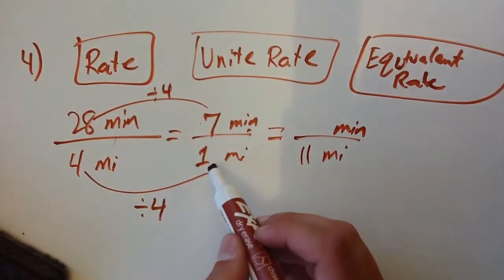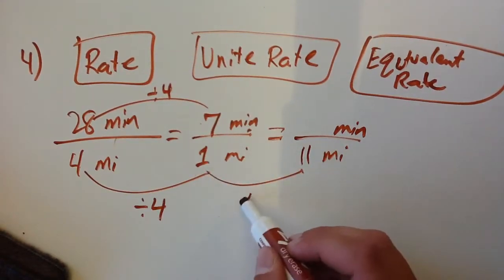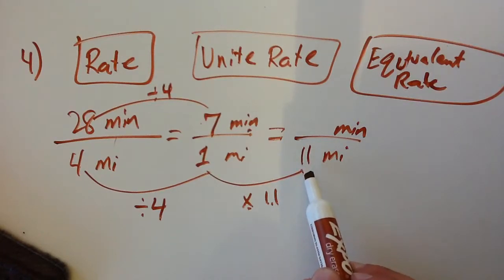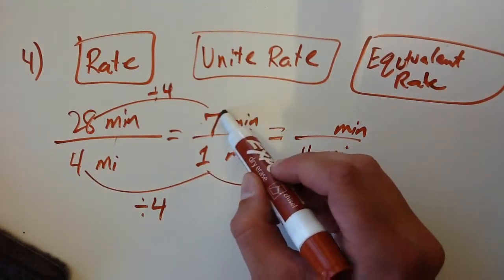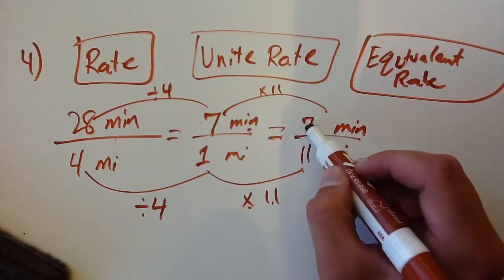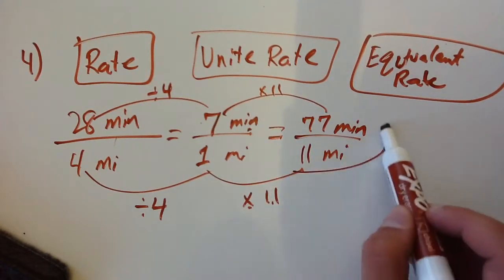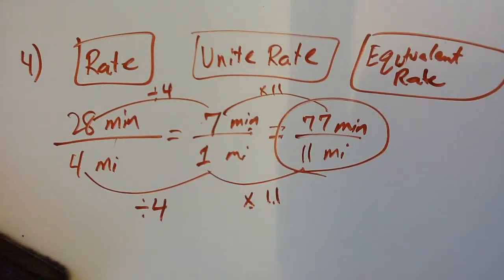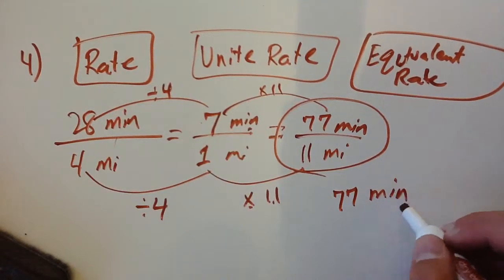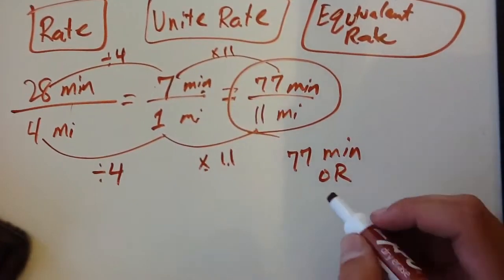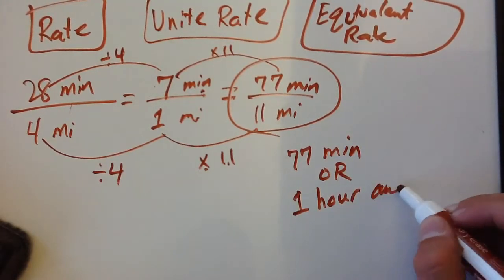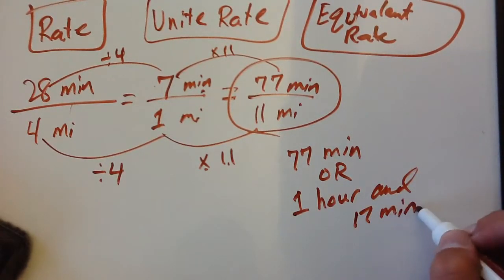Okay? Now, how would we get from 1 to 11? Well, we would multiply by 11, so times 11, right? 1 times 11 is 11. If you multiply the bottom by 11, you also multiply the top by 11. So 7 times 11 is going to be 77. So at this rate, it would take her 77 minutes to jog 11 miles. So our answer would be 77 minutes, or that would be the same as 1 hour and 17 minutes.